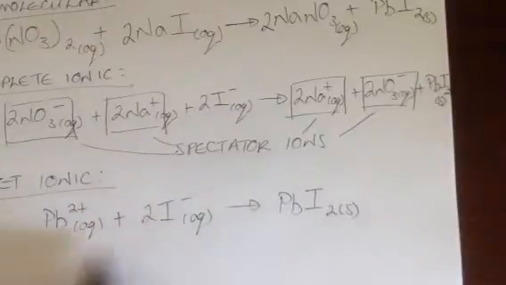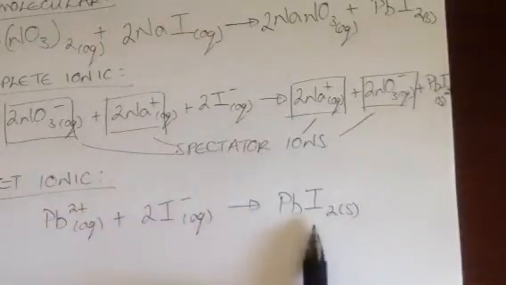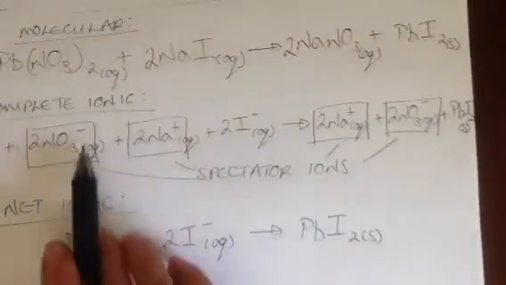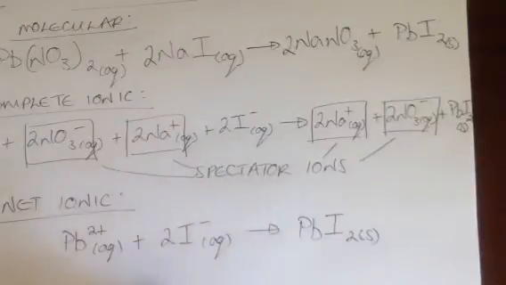Because that right there is really the business end of the reaction, right? Lead gets together with two iodides to form lead 2 iodide. And the other ions that are floating around in solution are really not taking part. They're just vehicles to get the lead and the iodide together.